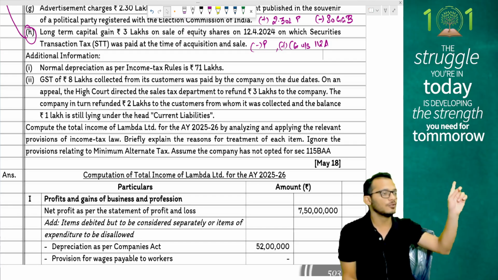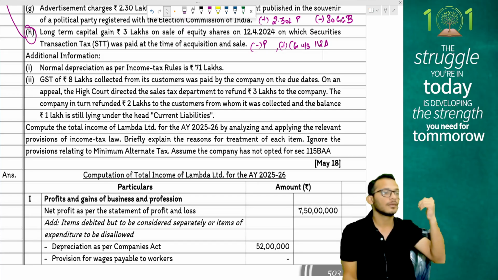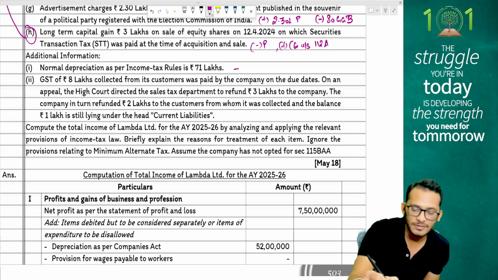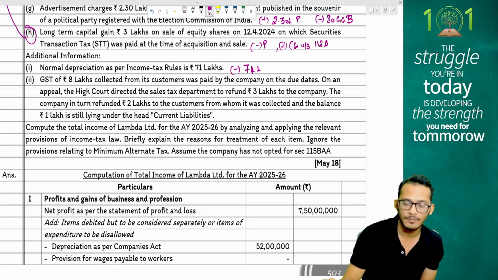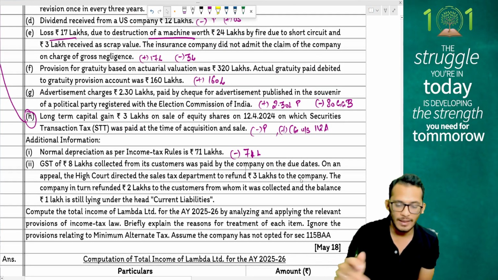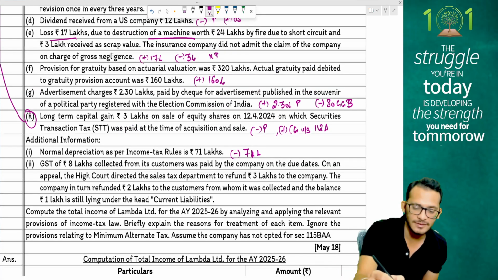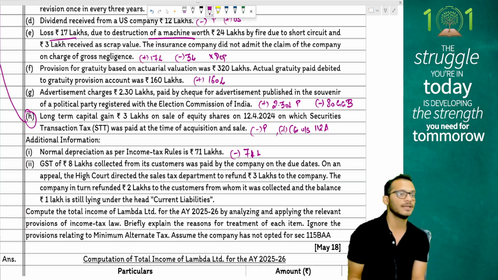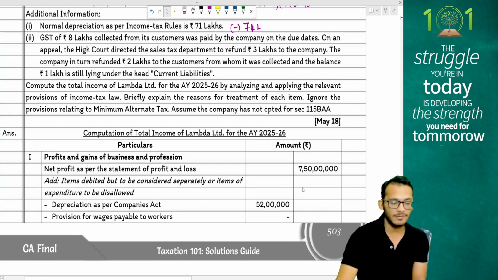When ICAI gives you the line saying normal depreciation, it means whatever is there on the top is already done. Therefore, just remove 71 lakhs and I am luckily going to do no adjustment in depreciation there. So I'm just saying no depreciation on the top because the assumption is already covered here.